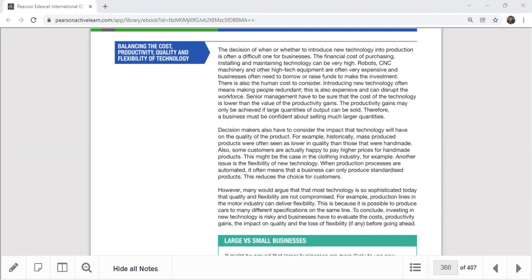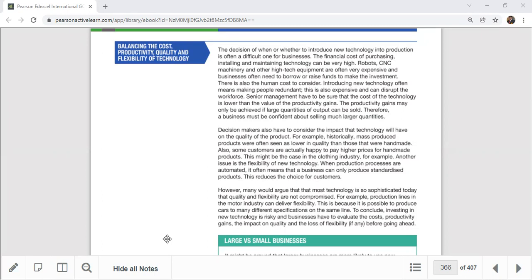Senior management have to be sure that the cost of the technology is lower than the value of productivity gains. The productivity gains may only be achieved if large quantities of output can be sold. Therefore, business must be confident about selling much larger quantities. Decision makers also have to consider the impact that technology will have on the quality of the product. For example, historically, mass-produced products were often seen as lower in quality than those that were handmade. Also, some customers are happy to pay higher prices for handmade products. This might be the case in the clothing industry, for example.